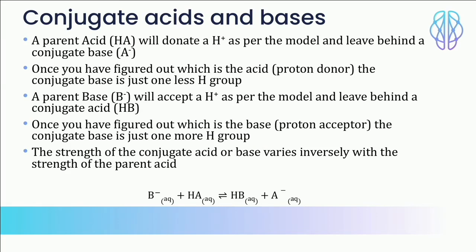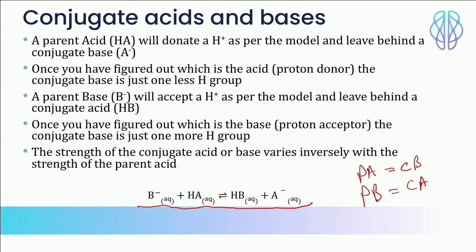So now that you've understood how to figure out the Bronsted-Lowry acid and base in a given equation, I'm going to start off by introducing you to the concept of the conjugate acid and the conjugate base. So the first thing I want you to understand is that a parent acid will have a conjugate base, and a parent base will have a conjugate acid. Parent just means the initial reactant. So we have an example over here.